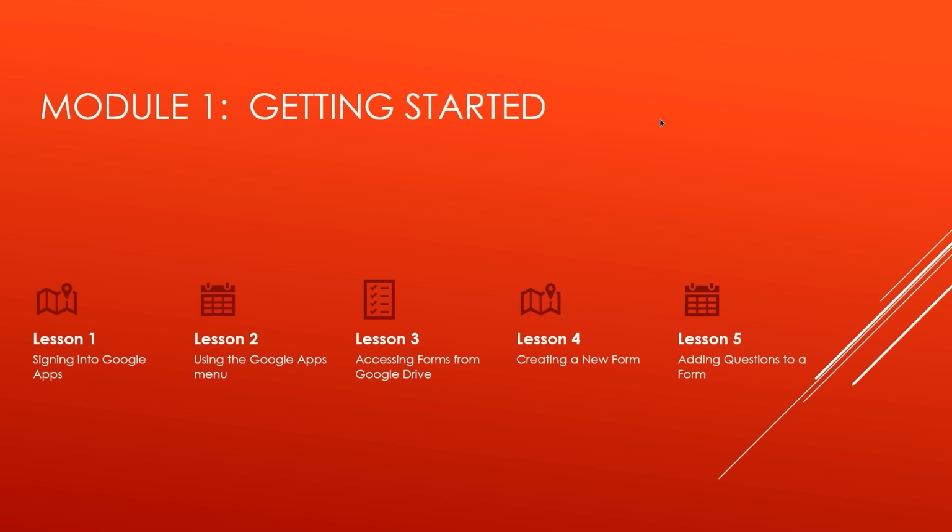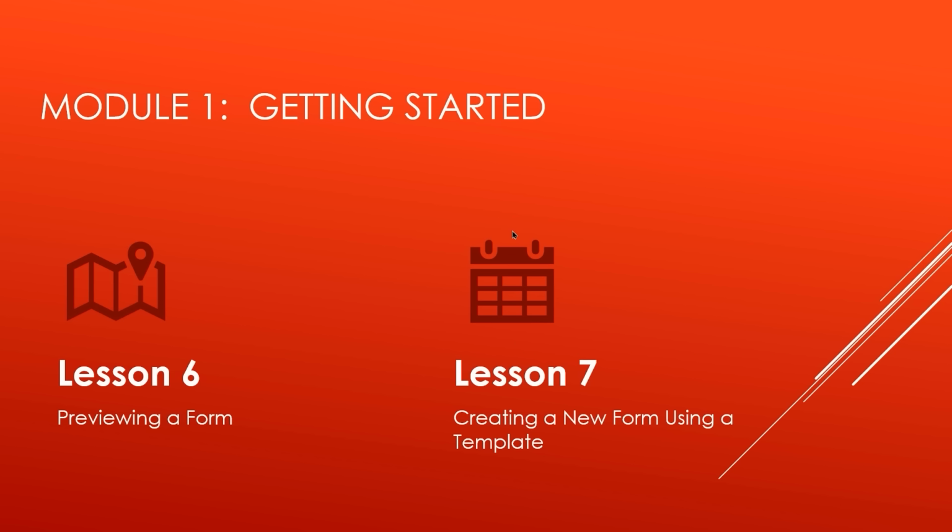By way of recap, in our first module, Getting Started, we began by signing into Google Apps. You learned that you can sign into multiple Google accounts and be able to switch back and forth between them. You learned how to access forms by using the Google Apps menu, and then we accessed forms from Google Drive. We created a new form, we added questions to the form, we previewed the form, and we ended this module by creating a new form using a template.